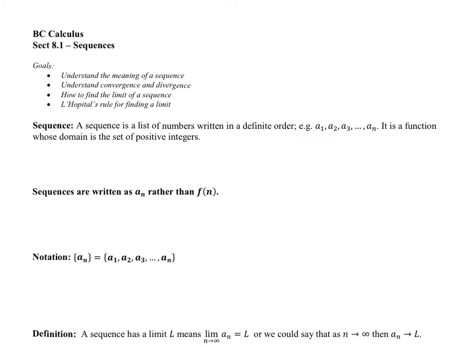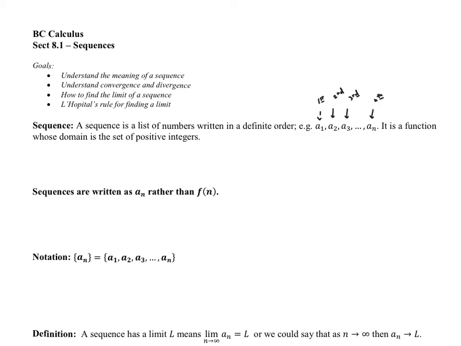So let's start with some basic definitions here. A sequence is a list of numbers written in a defined order. So an example could be a1, a2, a3, up to an. So this is like our first term, our second term, our third term, up to our nth term.